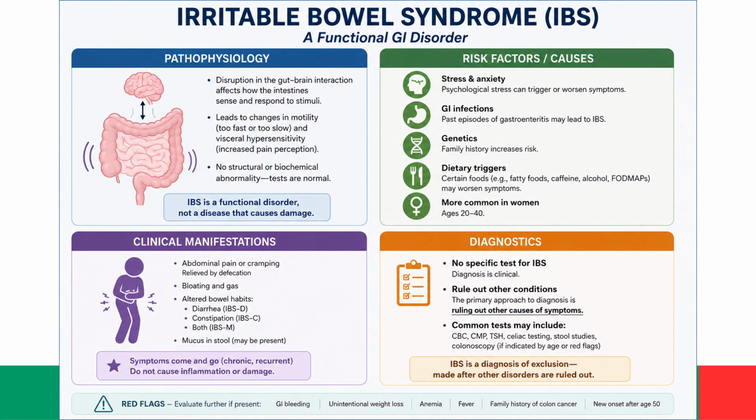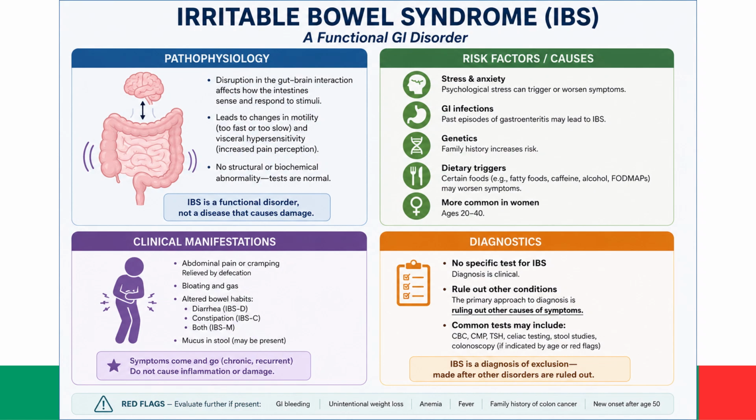Some patients also develop IBS following an episode of gastroenteritis, and you'll sometimes hear this called post-infectious IBS. Diet can also trigger symptoms. Certain patients notice symptoms after fatty foods, caffeine, alcohol, or foods containing fermentable carbohydrates known as FODMAPs. But triggers can vary significantly between individuals.